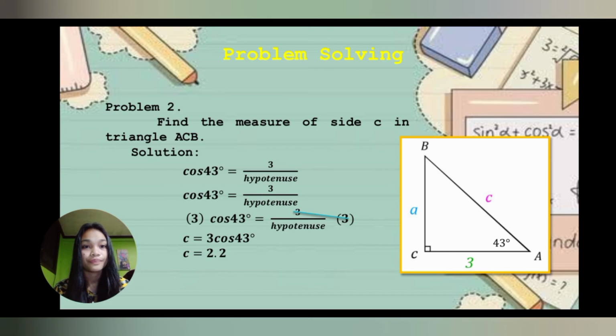Next is to multiply both sides again to get the answer for the measure of side C. So multiply both sides by 3. Our equation is cosine 40 degrees equals 3 divided by the hypotenuse. So we come up with the answer of 3 cos 40 degrees, and then multiplying 3 times cos 40 degrees, the answer is 2.2. That is the measure of side C.